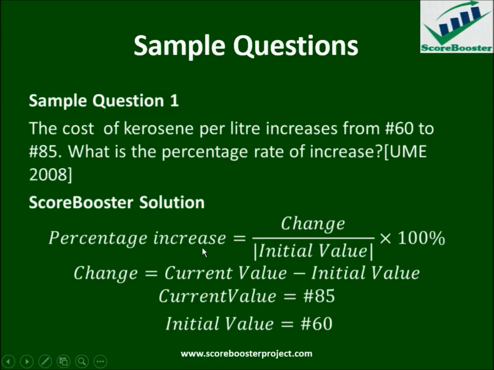The formula used in calculating percentage increase is change divided by the absolute value of the initial value times 100%. The change equals current value minus initial value. From the question, the cost of kerosene per litre increases from 60 naira, which is the initial value, to 85 naira, which is the final value. So the initial value is 60 naira and the current value or final value is 85 naira.